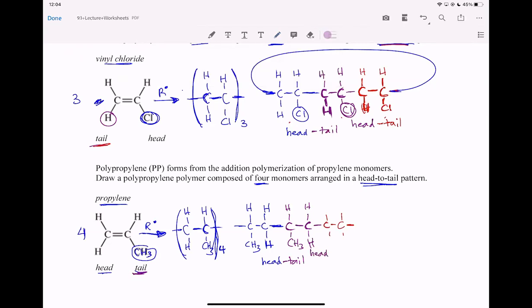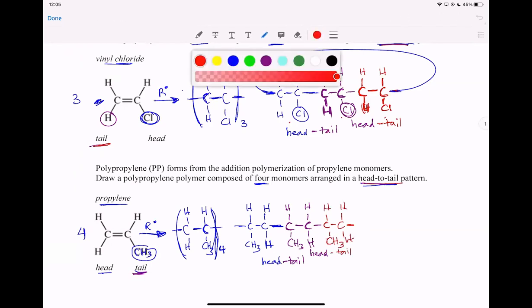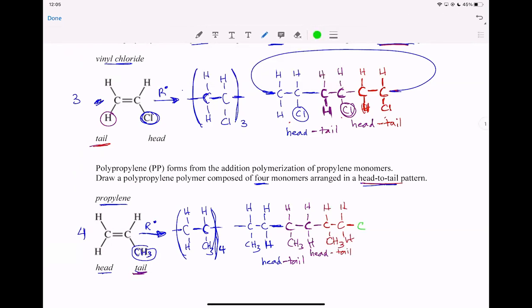And then the next monomer needs to be connected to the tail because it was a head to tail pattern. Now it doesn't have to be head to tail. You can have head to tail, or you can have head to head, tail to tail, or you can have random. So the tail is the CH3 group, and then those are all hydrogens. And then the next is a different color. This is the 4th monomer in green. So 2 carbons with single bonds.